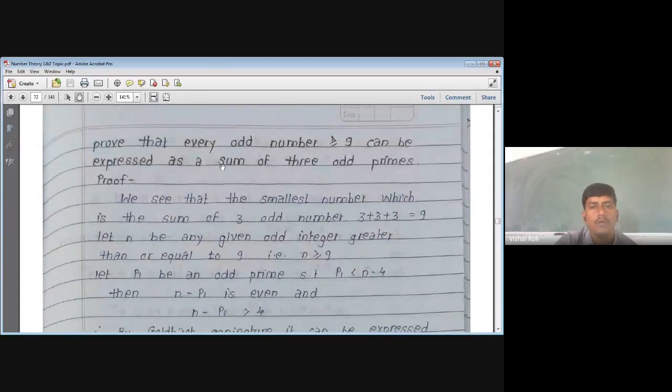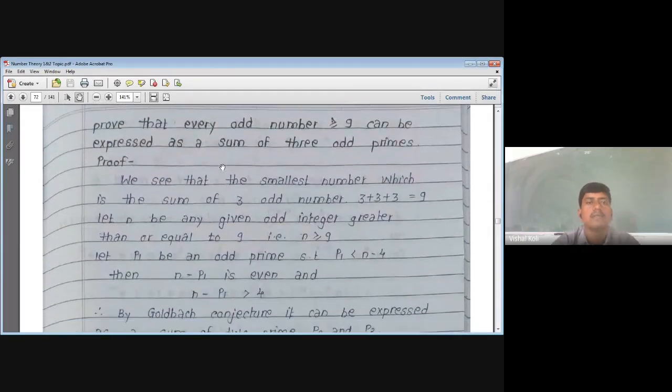Okay. Now, the next result is: prove that every odd number which is greater than or equal to 9 can be expressed as a sum of 3 odd primes. Here we have to prove that if we take any odd number which is greater than or equal to the integer 9, then it can be expressed as a sum of 3 odd primes. Let us see its proof.